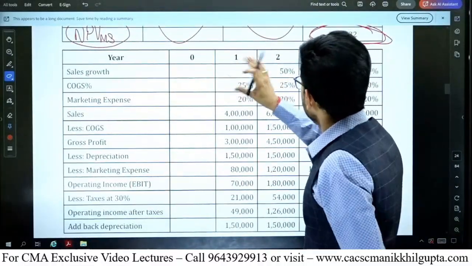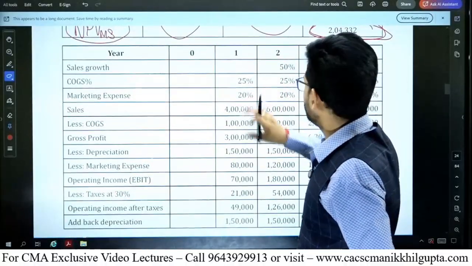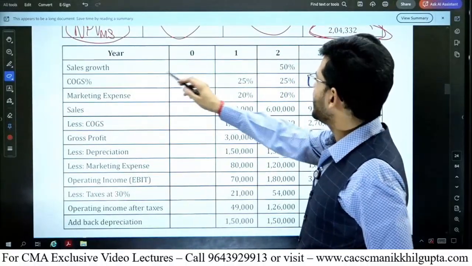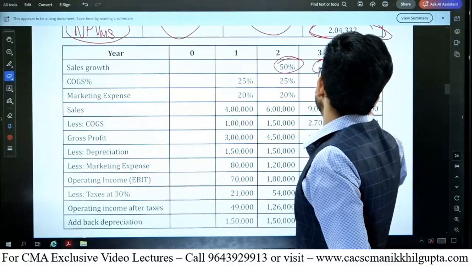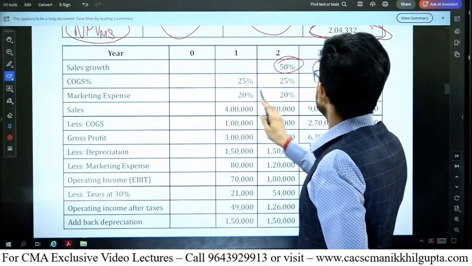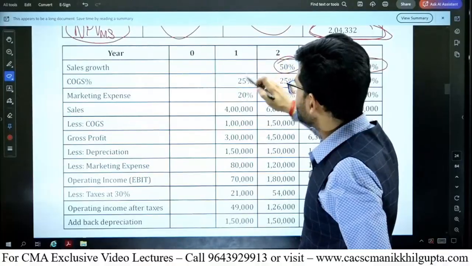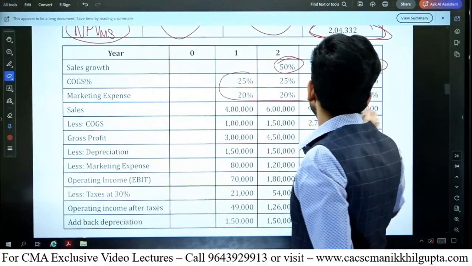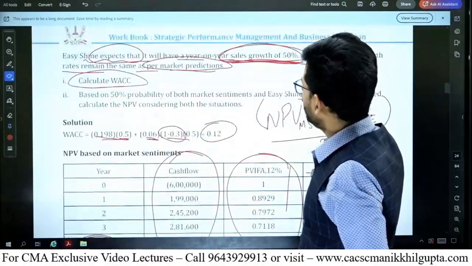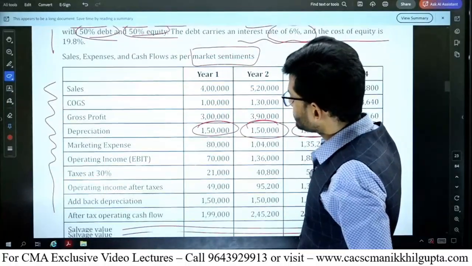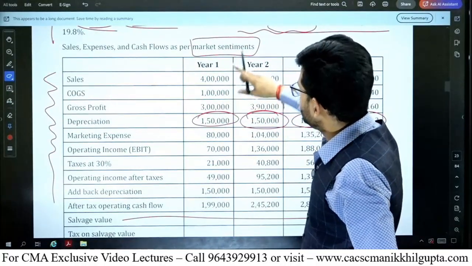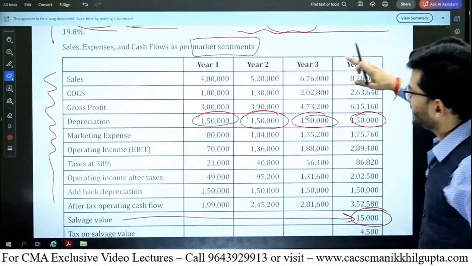Okay, all right. Now we have to calculate the NPV for the expectation of the management. The sales growth is 50%, 50%, 50% for each of the year. Cost of goods sold is about the same percentage. The question already is giving. Marketing expenses are also as per the same increase. So whatever ratio is there over here, same ratio is followed in the management expectation also.